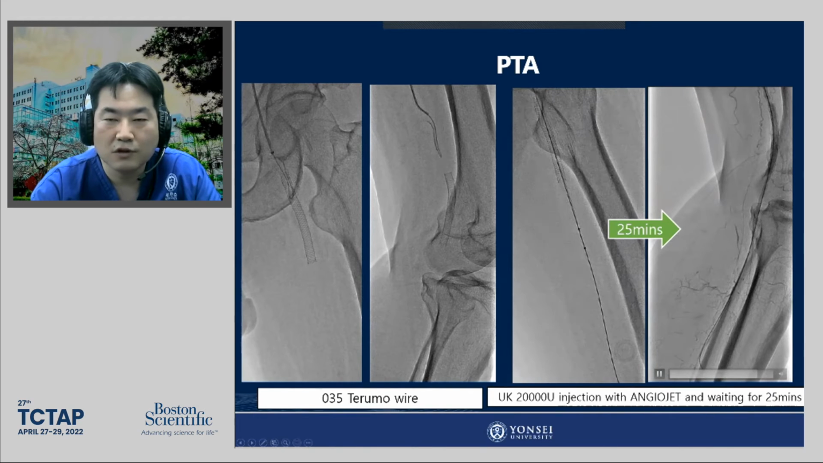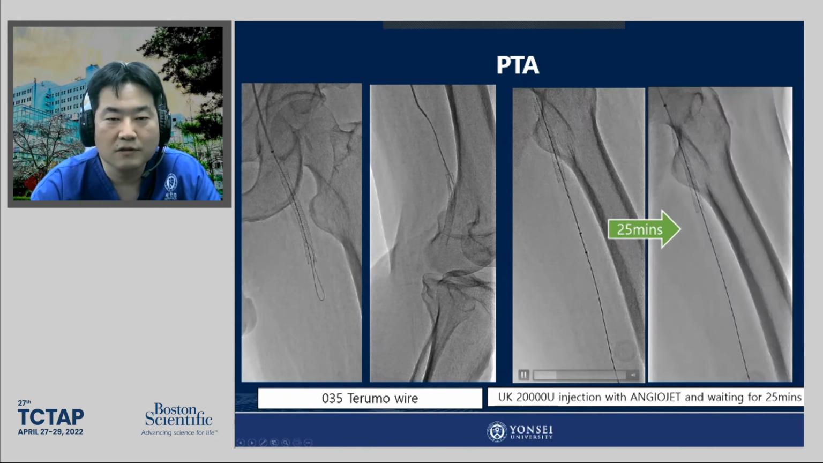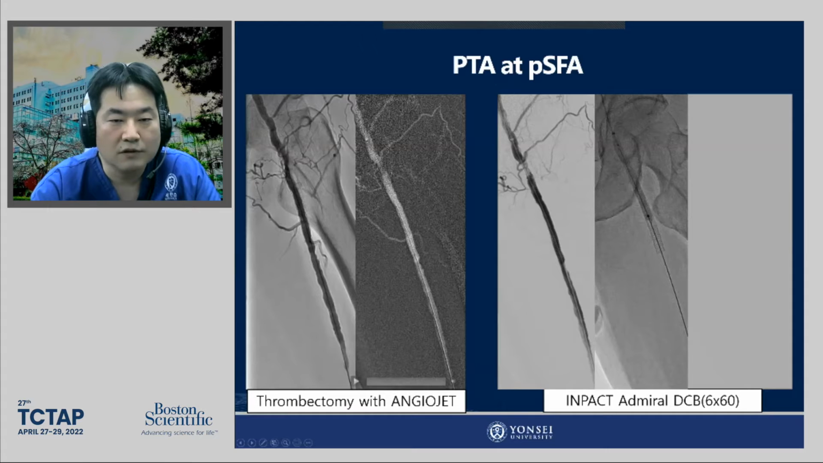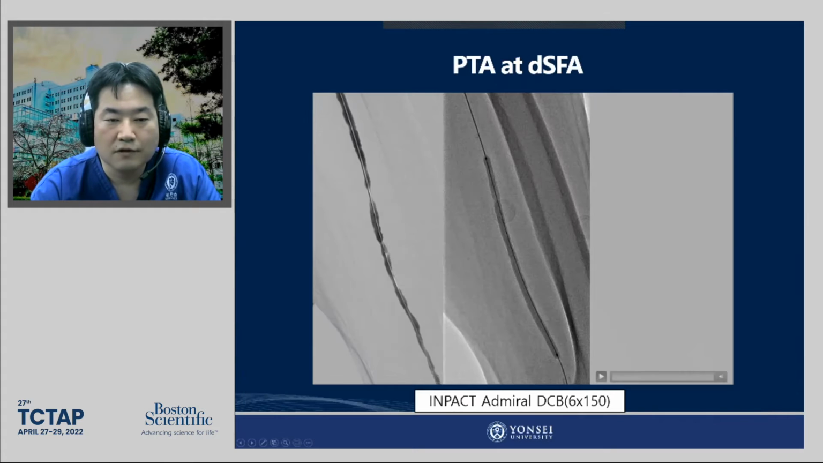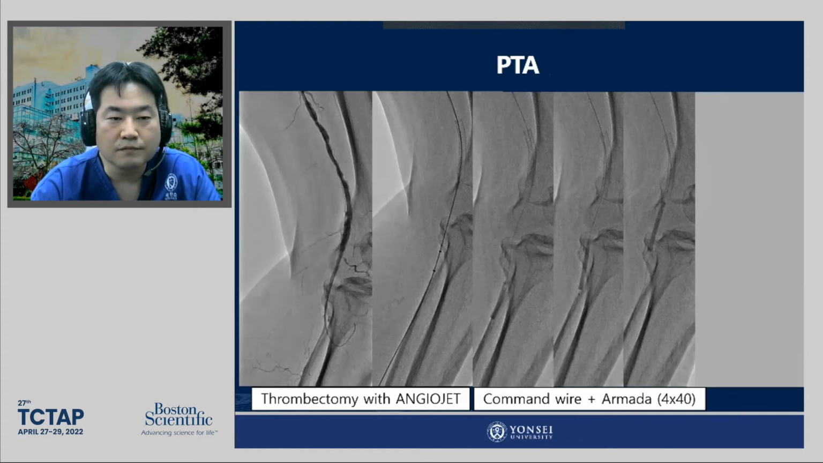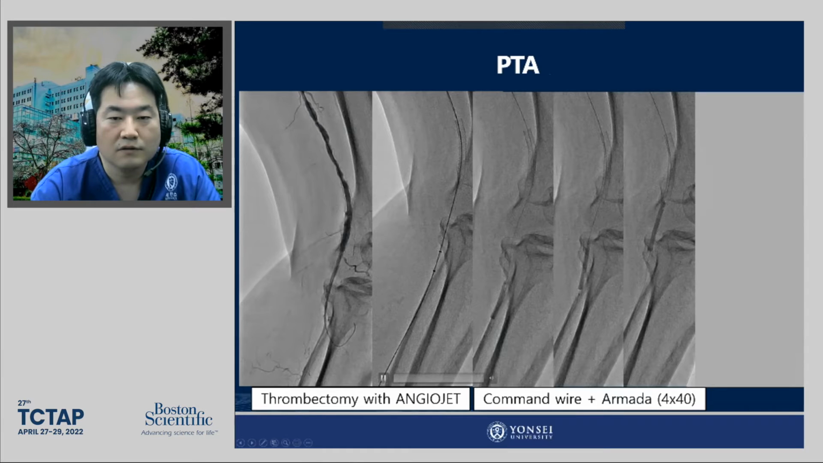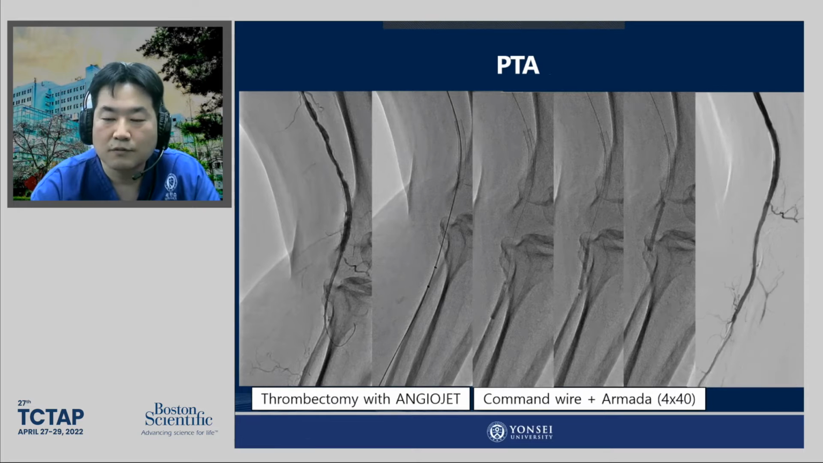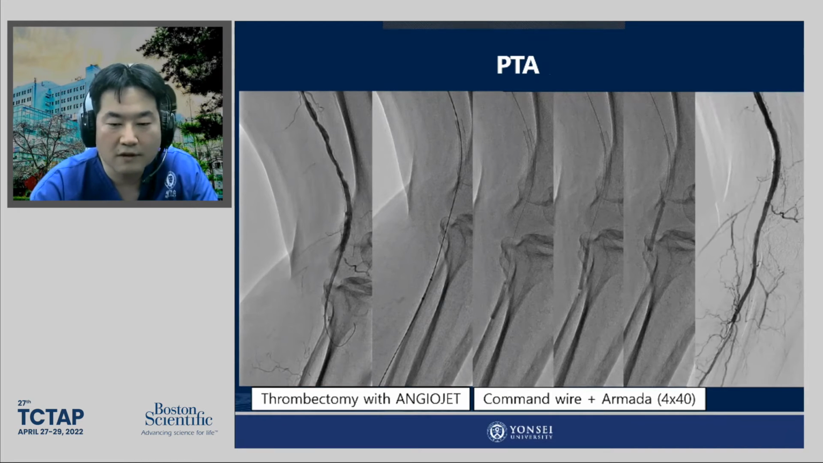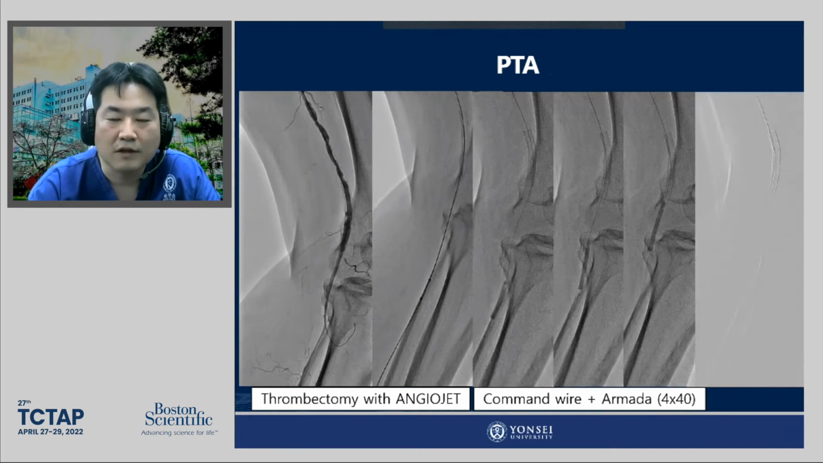There was a residual lesion in the femoral popliteal segment. So we performed AngioJet first, and then balloon and DCB at the femoral popliteal lesion. And finally, the flow was very much improved. And okay, this is the final flow after full AngioJet and angioplasty.